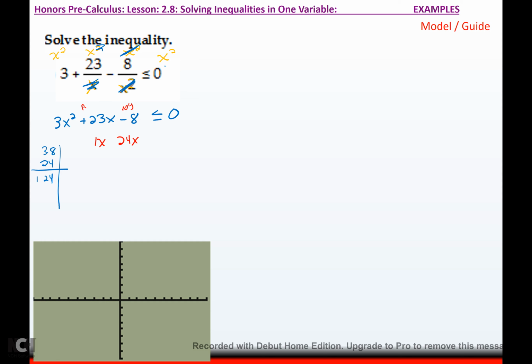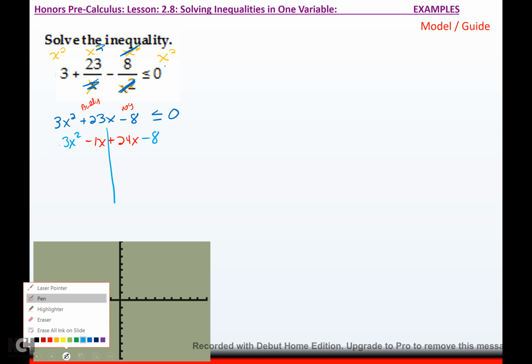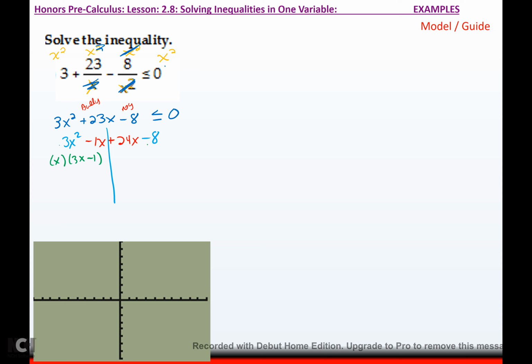C is negative, which means only the bully gets the middle. Bring down the rest. So I have 3x squared on the front minus 8 on the back, 2 by 2. On this side, I can GCF an x out, which would leave 3x minus 1. Here, I can factor out an 8, which would leave 3x minus 1. Then I can factor out a 3x minus 1, which leaves x plus 8. Set those to 0.